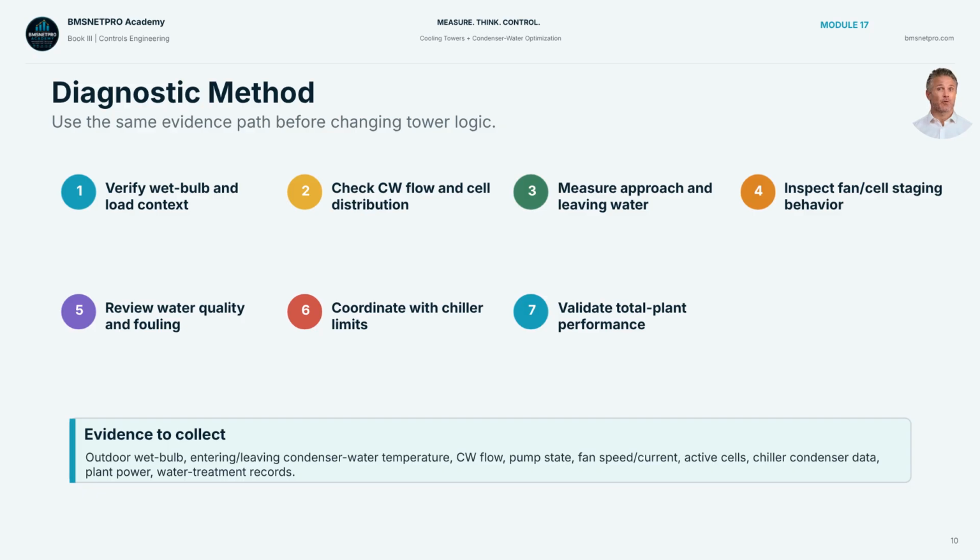Use a structured diagnostic path before changing tower logic. First verify wet bulb and load context, then check condenser water flow and cell distribution, measure tower approach. Inspect fan and cell staging behavior, review water quality and fouling, coordinate the result with chiller operating limits. Finally, validate performance across a stable load. The evidence package should include wet bulb, condenser water temperatures, flow, pump state, fan current or speed, active cells, chiller data, plant power, and water treatment records.